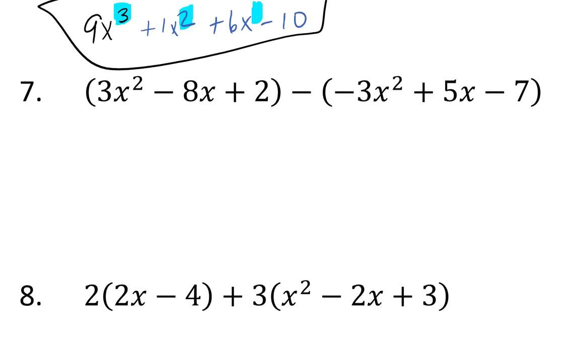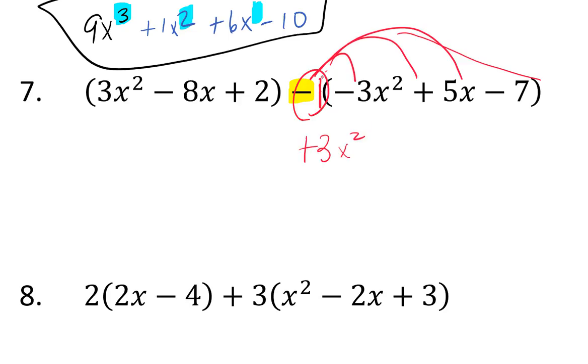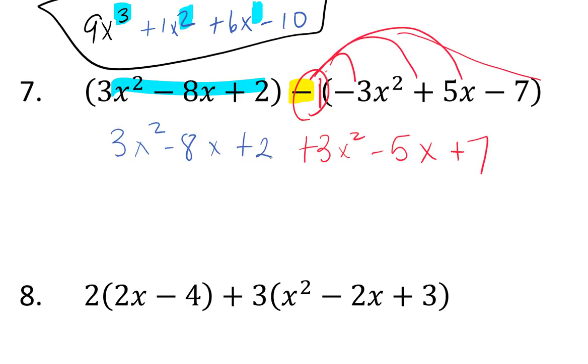If we take a look at number 7, though, we see this minus sign. So what I have to do is put a 1 right here and then distribute the whole thing to that guy. So then we have negative 1 times negative 3, which is positive 3x squared. Negative 1 times positive 5 is negative 5x, and negative 1 times negative 7 is plus 7. And then we're going to bring down all of that. So we're going to take 3x squared minus 8x plus 2.